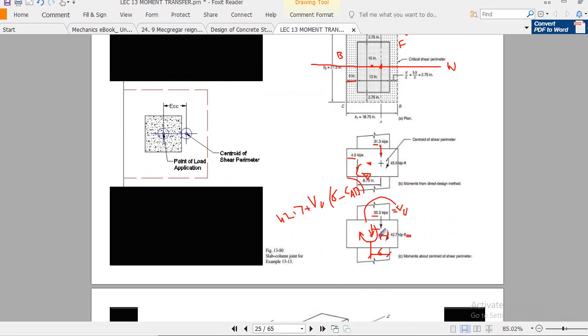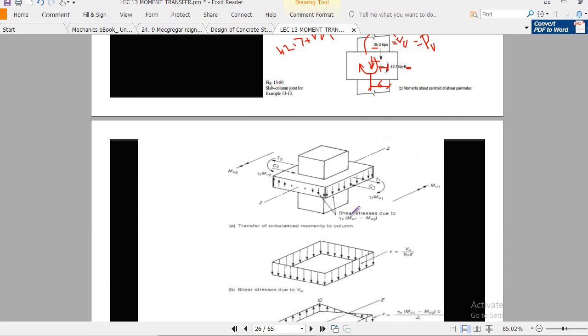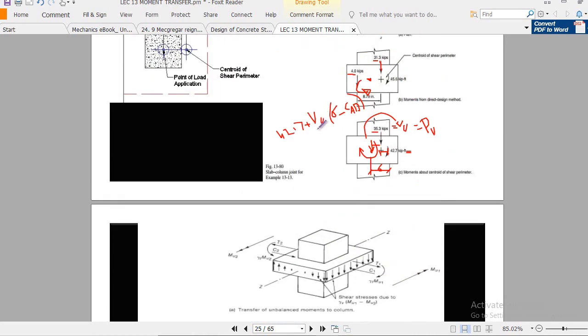Okay, so this is how, by using the equation of equilibrium, we finally convert the moment to the centroid of the column. For the design of the column, remember, this VU will be replaced with PU. This will be the total vertical loading at the column, but this MU is distributed to the top column and bottom column in view of their stiffnesses, and then for those moments we will design the column. Now I think you will thoroughly understand this concept.